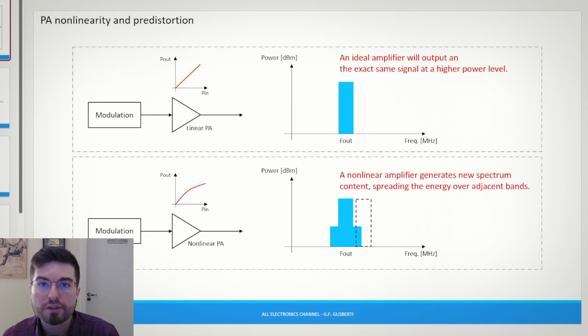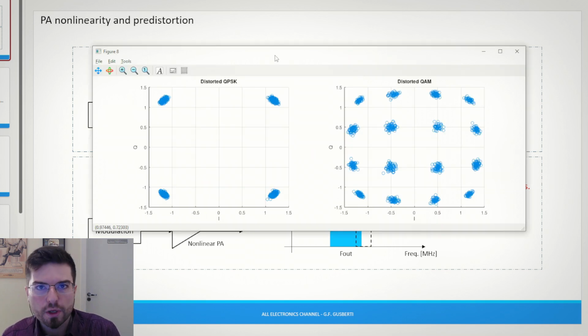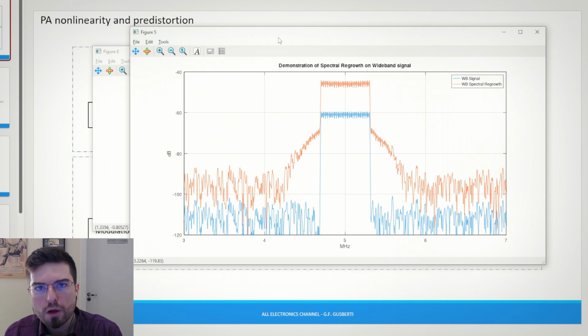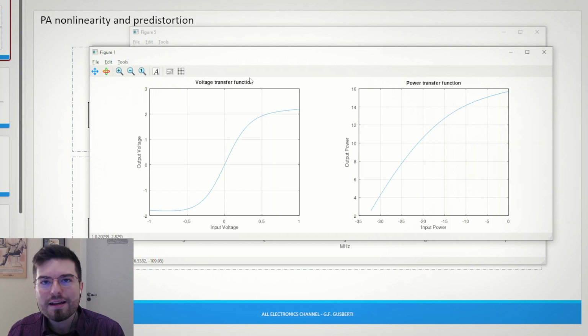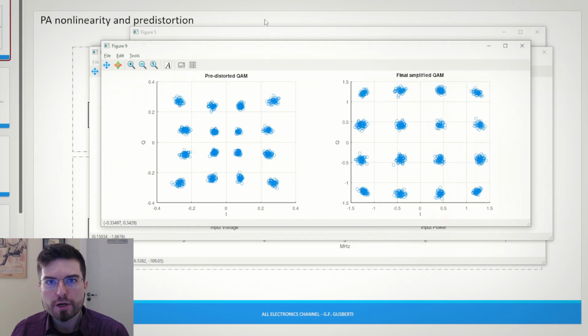In this video, we are talking about power amplifiers, nonlinearity and predistortion. Today we have a lot of simulations to understand how the nonlinearity of the power amplifier distorts the modulated signal, what is signal regrowth and why it happens for multitone modulations, and how a nonlinear model of the amplifier can be used, reducing the effects of the power amplifier nonlinearities and increasing efficiency.